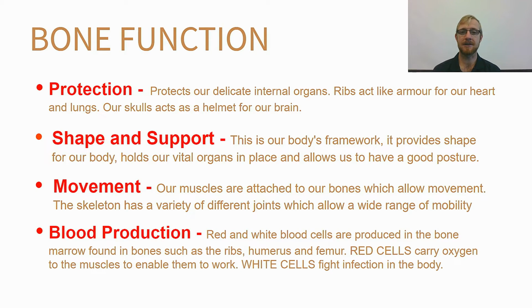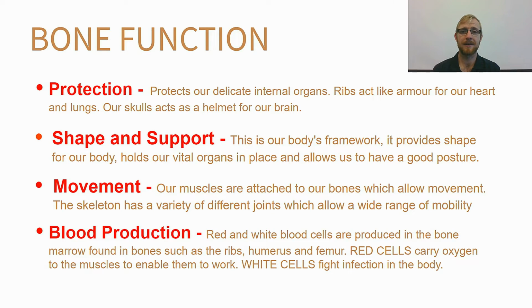Now we're going to start with the function of the skeletal system, or the bones. There are four major functions you need to know about. 1. Protection. The bones have a really important job of protecting some of the squishy, more vulnerable, but still important internal organs. For example, your ribs act like an armor plate around your chest for your heart and lungs, and your skull acts like a helmet to protect your brain.